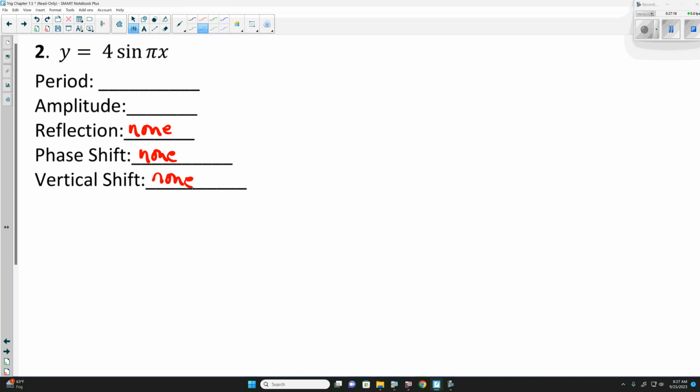Now the amplitude, well, our a value is 4. Absolute value of a is still 4. And the period, well, our value of b is pi. So to find the period, we take 2 pi over the value of b, which is pi, which tells us that it is 2. So the period in this case is 2. Questions on this here?